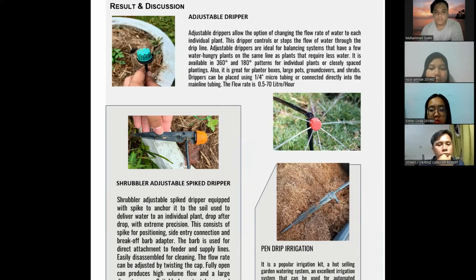It is available in 360 and 180 patterns for individual plants or closely spaced plantings. Also, it is great for planter boxes, large pots, ground covers, and shrubs. Drippers can be placed using 1/4 micro tubing or connected directly into the mainline tubing. The flow rate for this adjustable dripper is 0.5 to 70 liters per hour.